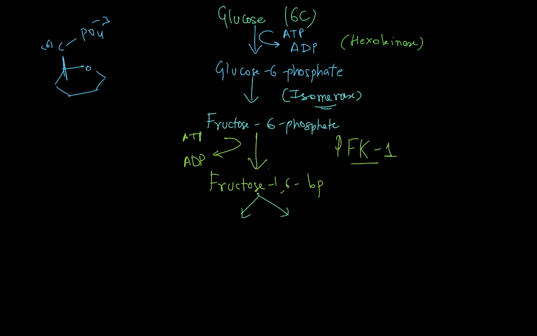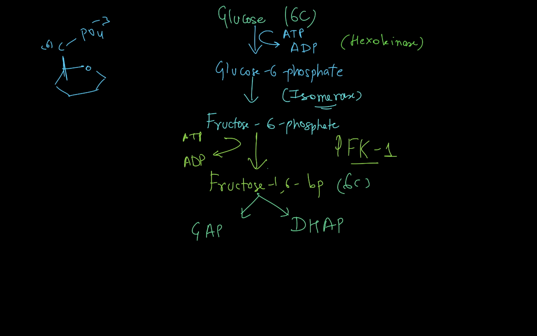Now remember, till here you have 6 carbons. All of them have 6 carbons. But here, it's quite unstable. And this fructose 1,6-bisphosphate then breaks down to give rise to one molecule of glyceraldehyde 3-phosphate, GAP, and another molecule of dihydroxyacetone phosphate.